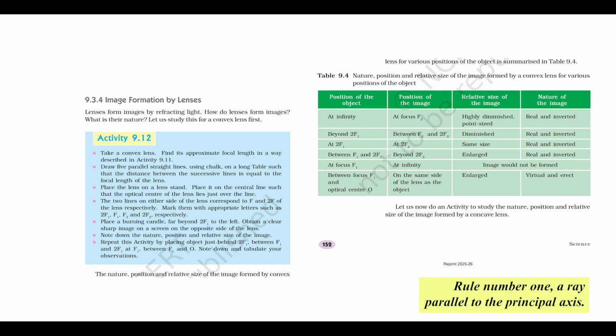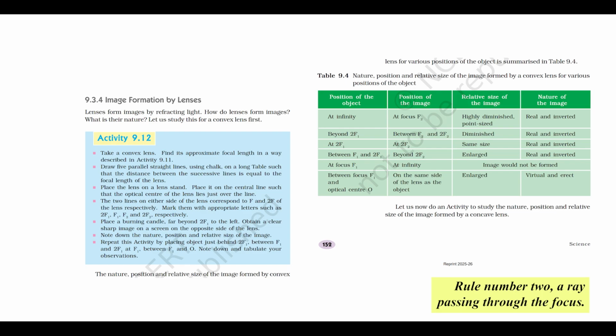Rule number 1, a ray parallel to the principal axis. After refraction through a convex lens, this ray passes through the principal focus f2 on the other side of the lens, converging action. After refraction through a concave lens, this ray appears to diverge from the principal focus f1 on the same side as the incident ray, diverging action. Okay, parallel ray goes to F2, or seems to come from F1 for a concave lens.